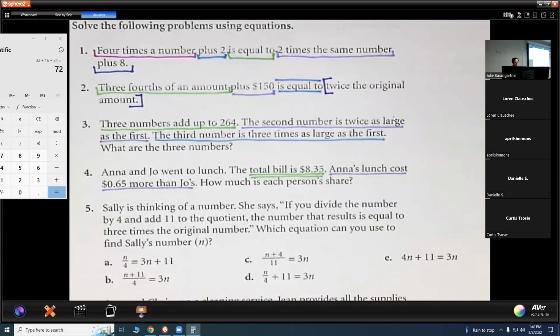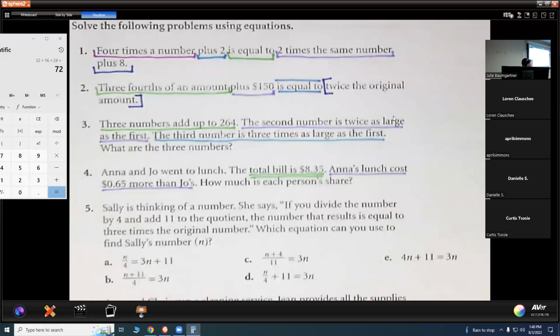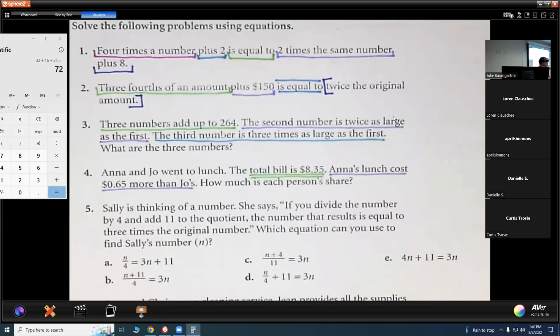If you divide the number by 4 and add 11 to the quotient, which becomes your original number. So divide the number by 4. And the quotient is just the answer you get once you do the dividing.